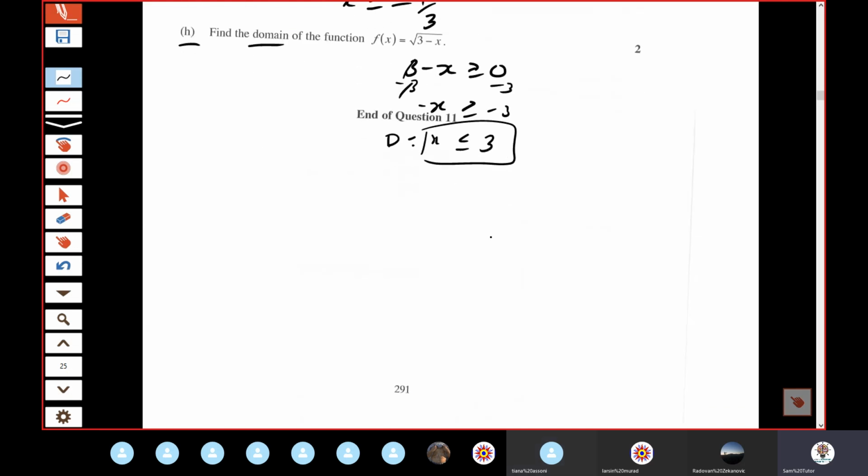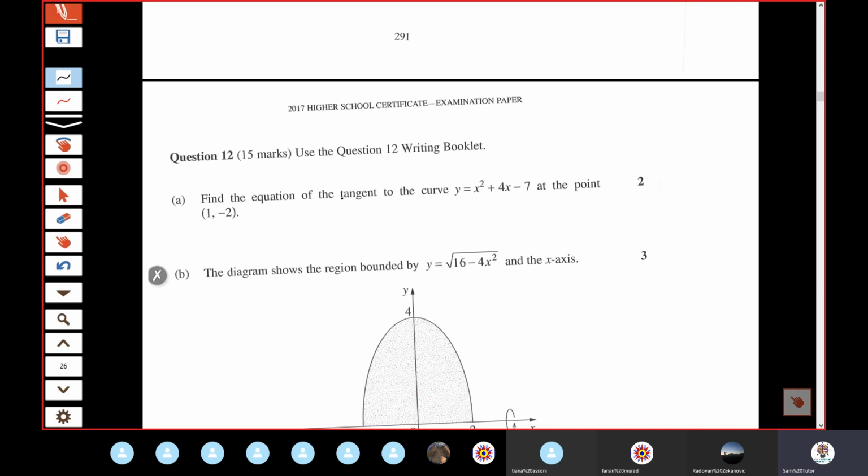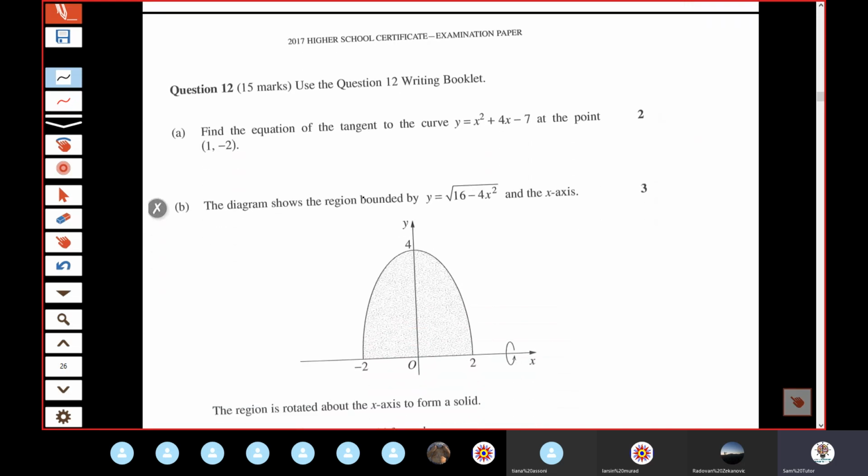Nope. Find the equation of the tangent. Okay, I think that's the one you were trying to say, Emily, before. So find the equation of the tangent. What formula do we use for that?